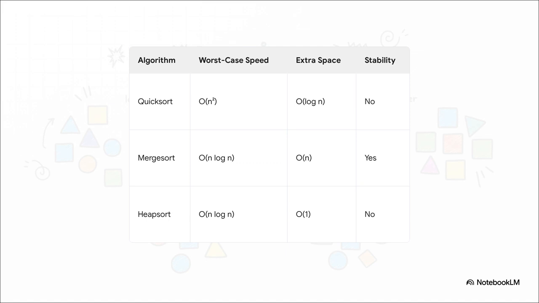Merge sort, for example, guarantees that fast O(n log n) time, but it's a memory hog. Heap sort is also guaranteed to be fast and uses almost no extra space. Quicksort's claim to fame is its incredible average speed and the fact that it sorts in place, meaning it does all its work right inside the original array without needing a bunch of extra memory.